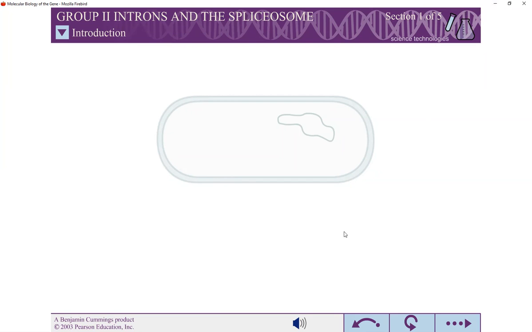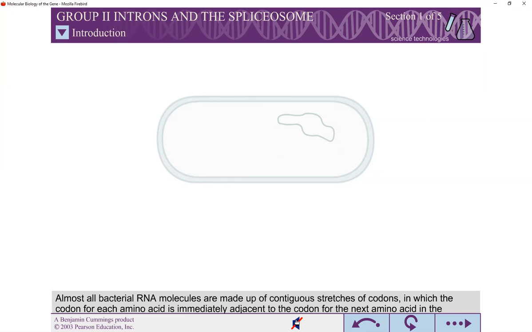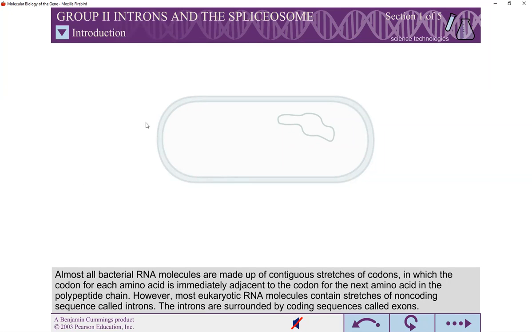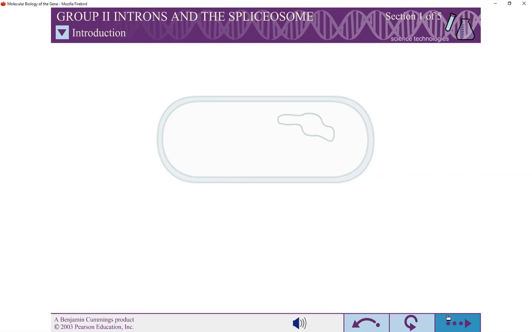Before moving to this particular complex, let me give you a quick revision, a quick overview of this particular topic that we would be talking about here. The majority of eukaryotic RNA contain stretches of non-coding sequences, introns. The introns are surrounded by the coding sequences called exons, and the introns have to be specifically removed. Now, how the intron removal takes place, that we would be visualizing. So please do view this.